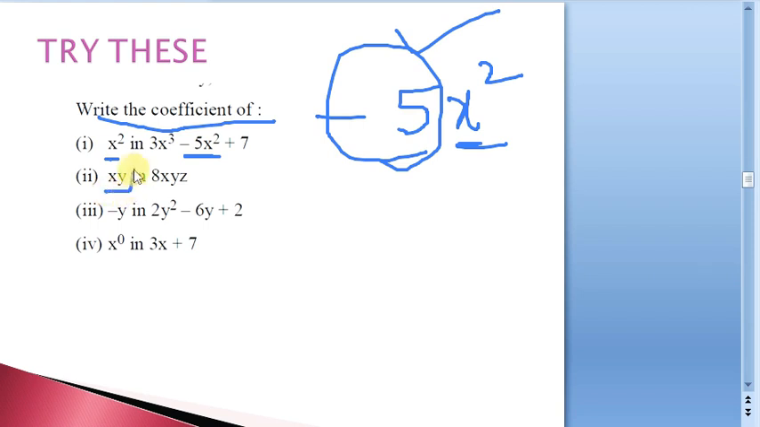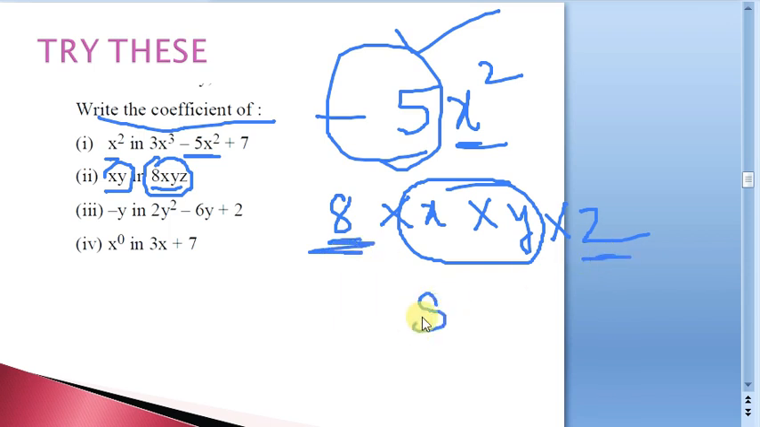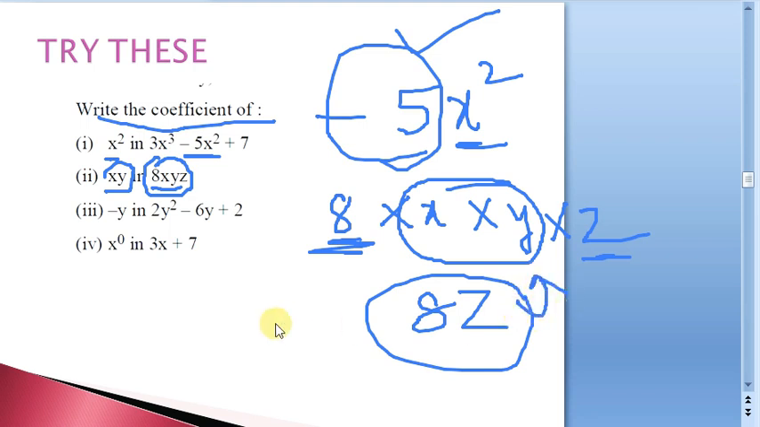Here xy in 8xyz. Whenever this is given to you, this is one term only. Why? Because everything is under multiplication only. So here 8xyz, you will be writing 8 into x into y into z. This is how we can write it. Now remember one thing, we want xy. So xy you just take under product only. What will be remaining here? 8 into z. So 8z, whatever is remaining, will be the coefficient of this xy. So for xy, the coefficient is going to be 8z.